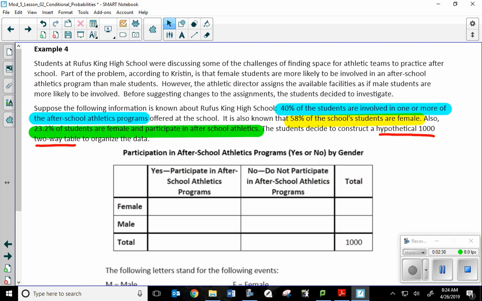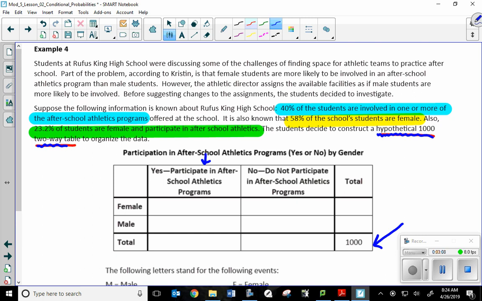If there were 1,000, then 10% of 1,000 would be 100. 20% of 1,000 would give us 200. It gives us numbers to percentages, okay? There might not actually be 1,000 students. Maybe there is, maybe there isn't. Maybe it's close to that, but let's hypothetically say there's 1,000. That's why this overall total number in my bottom right-hand corner is going to be 1,000, because this is a hypothetical 1,000 two-way table.